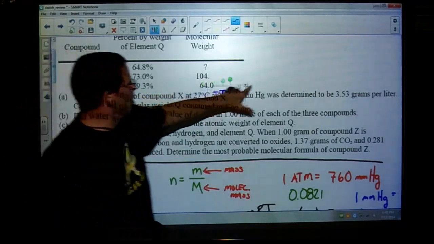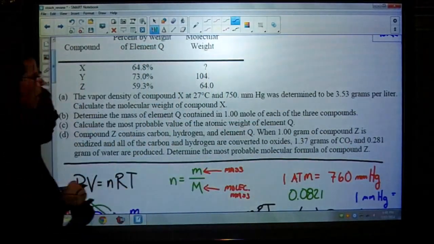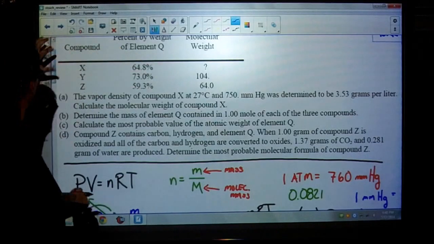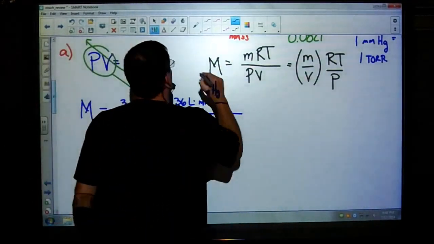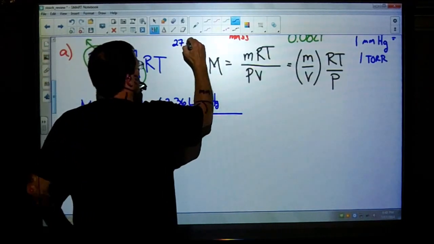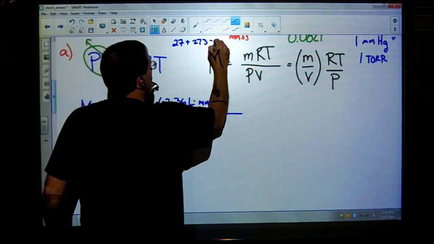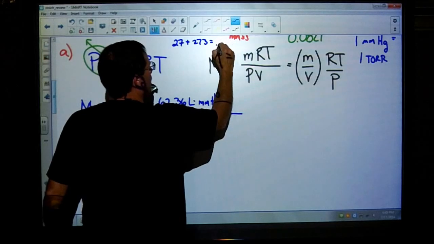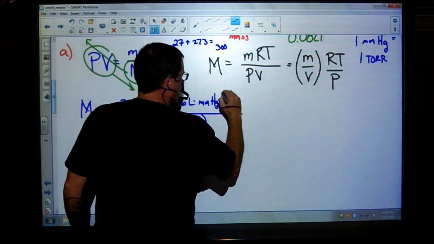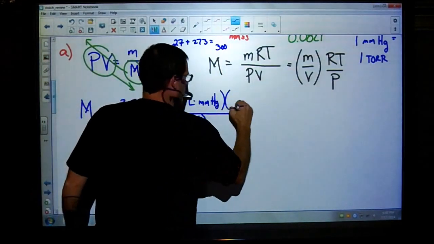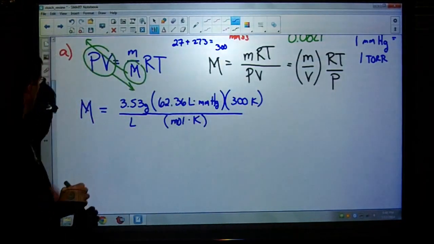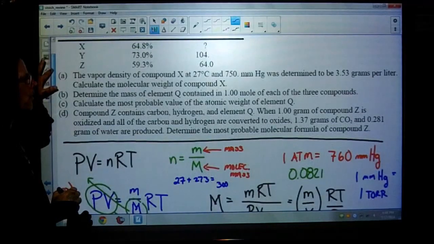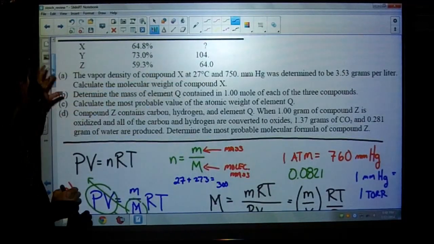Let's get rid of you. You don't want to be over here, Torr. And let's see, we have our 27 degrees as our temperature. So 27 plus 273, and that'll be given to you. So in that case, it's 300, right? Yeah, that's 300 Kelvin. So 300 Kelvin. And the pressure was 750 millimeters of mercury.